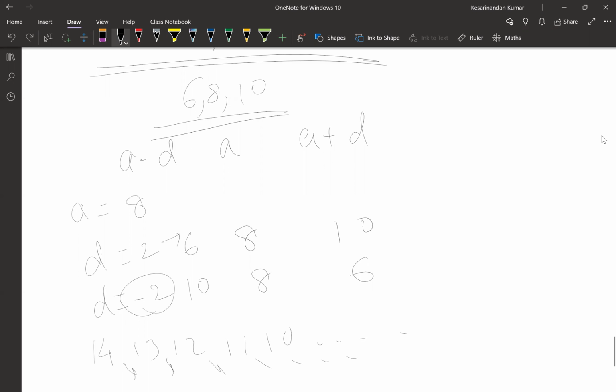Same goes for r. Let's say the first term is 100. I take r is equal to half. The next term will be 50. Next will be 25. Next will be 12.5. Next will be 6.25. There are no such restrictions on d and r. Is that clear, guys? Everyone? Yes. Yes, Kesari. Okay, perfect.